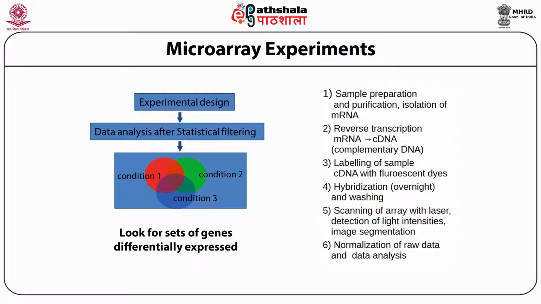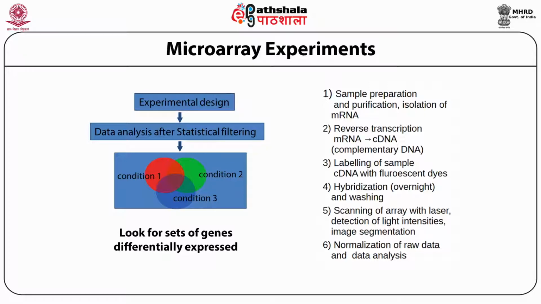After that, this RNA is converted to cDNA, and then you label it with different fluorescent dyes and hybridize it overnight with the probes on the microarray. The next day you read the hybridization reactions under what is called the microarray reader, and then of course do the normalizations and take the data out.